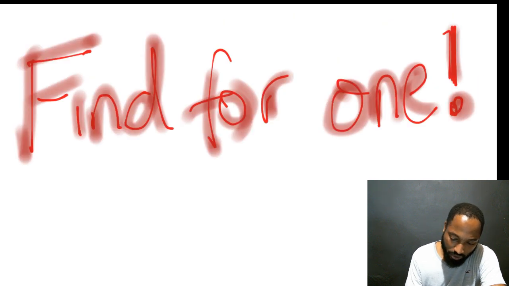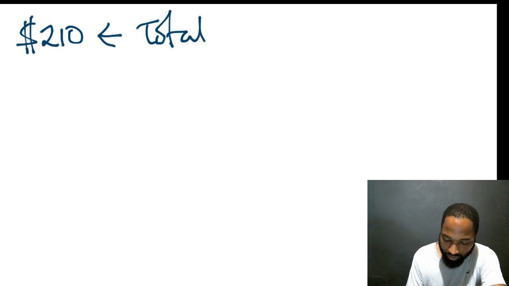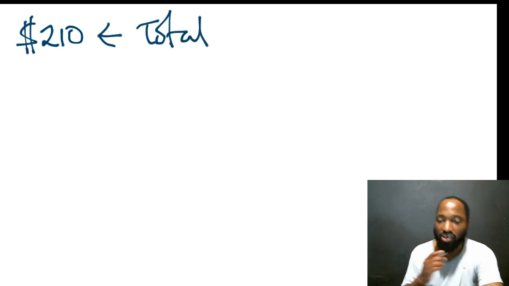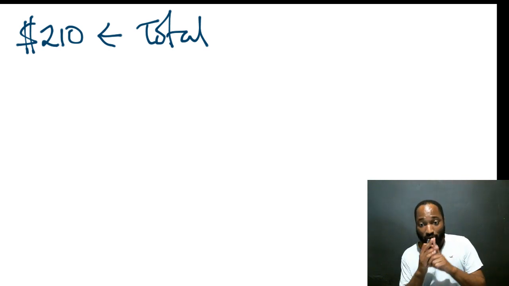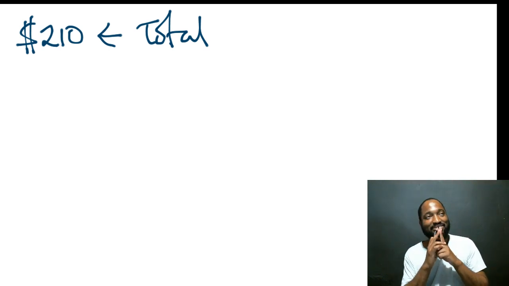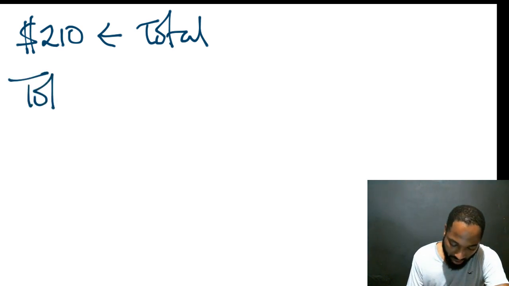This is how these steps go down. Alright, so we have $210. This is the total. What you need to find is for one. Find for one. The total amount of parts. The total amount of parts is what? So let's see if we can figure this out.